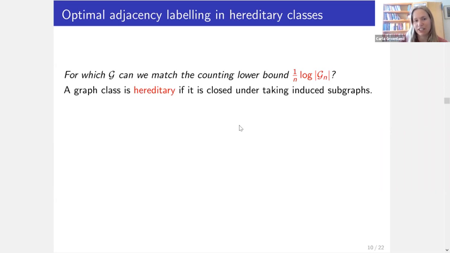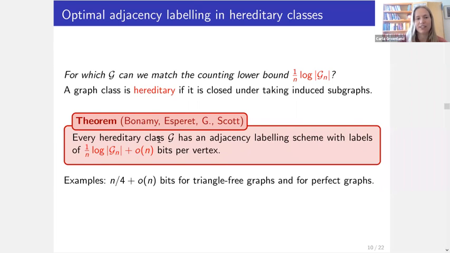We say a graph class is hereditary if it's closed under taking induced subgraphs. And for those graph classes, we can show that we can match the lower bounds up to an additive factor of little o of n.